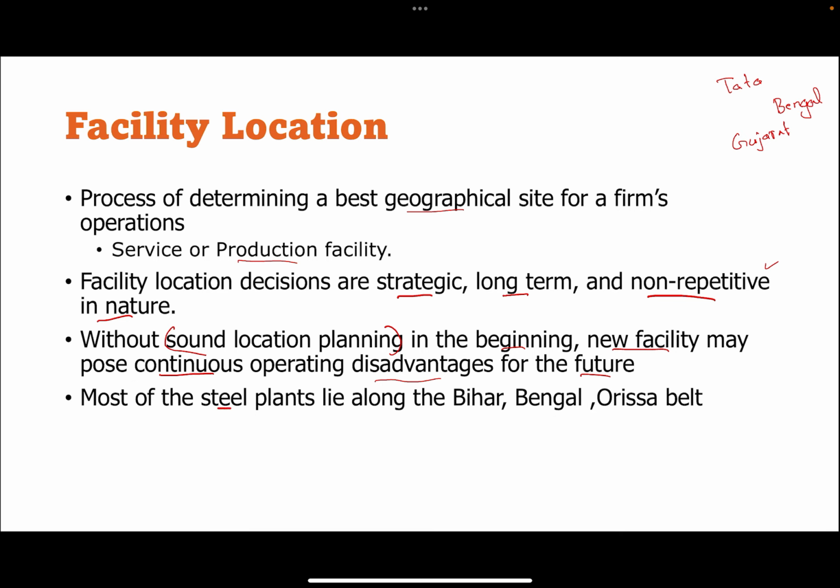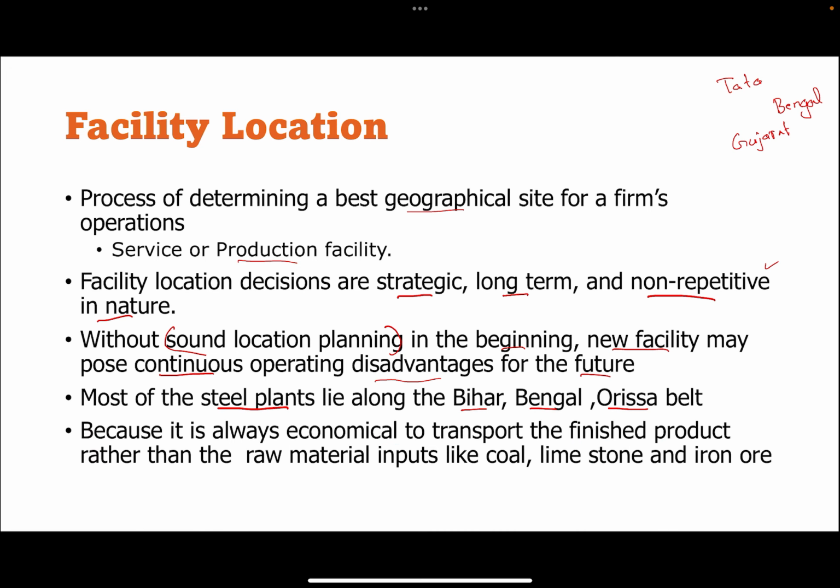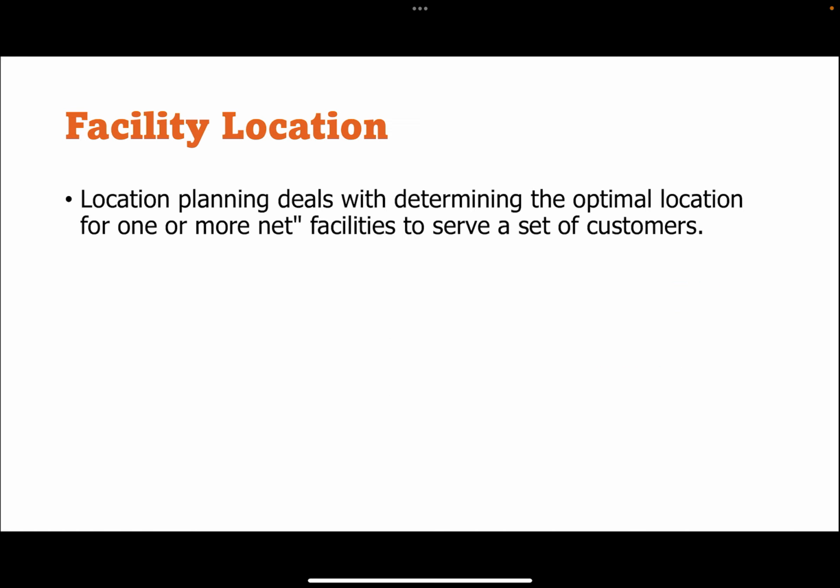And another example is the steel plants. You can see that steel plants are mainly located in the Bihar, Bengal, Orissa belt, etc., where the raw material is nearby, and they can easily ship the finished products to any other part of the country. So it is economical to transport the finished product rather than the raw material. If you place the plant somewhere in Delhi or Gurgaon, they need to transport the raw material, that is iron ore, to that area, which is very difficult and not economical. So, location planning deals with determining the optimal location of one or more facilities to serve a set of customers.